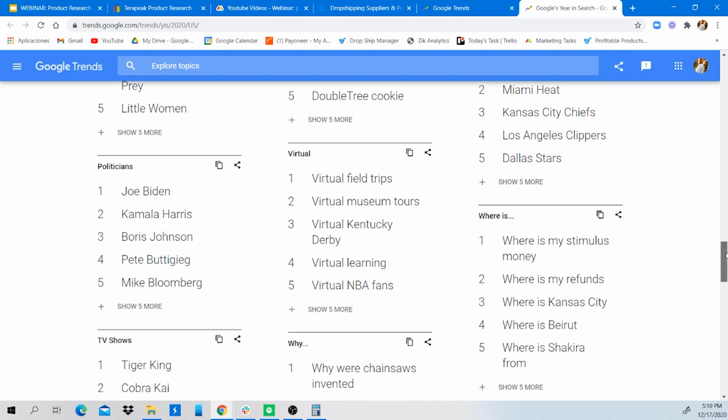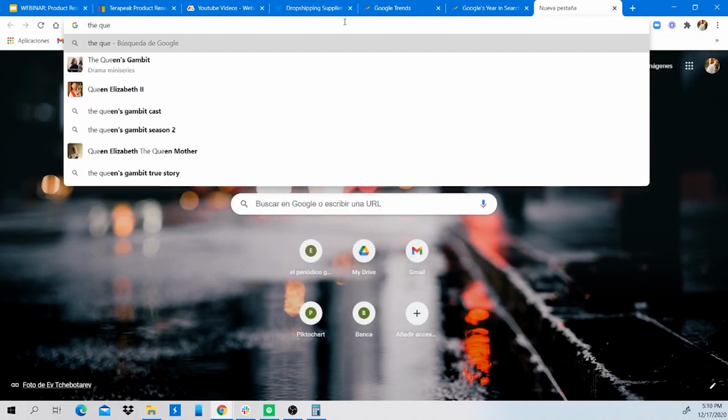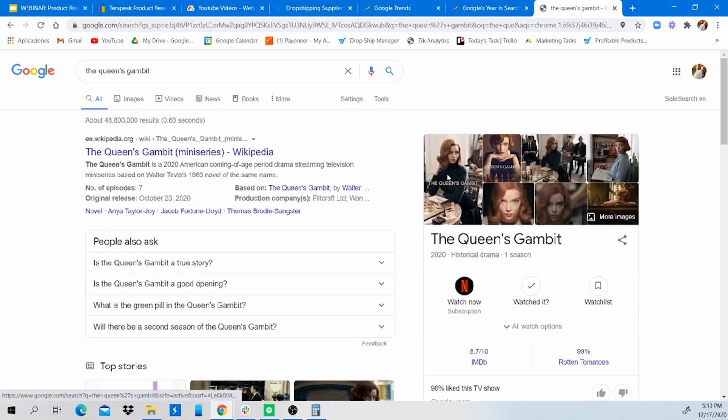So as you know, when it comes to Netflix, there is a popular show called The Queen's Gambit. And you can see it here, The Queen's Gambit. I don't know if you have seen this series, but it's very, very big and very, very popular. It's all about chess. So why not look into something related to that on eBay?